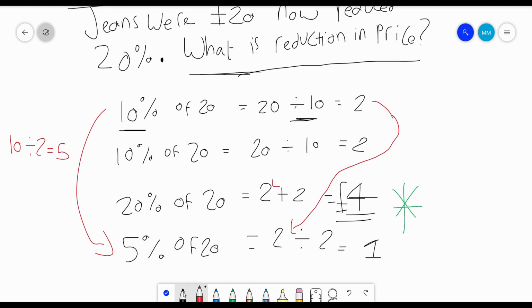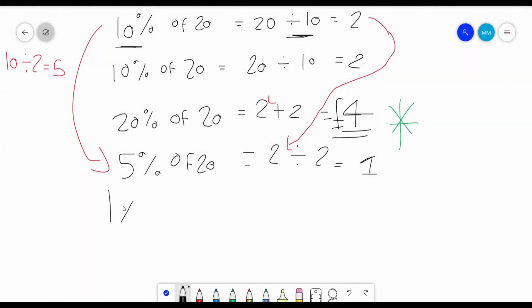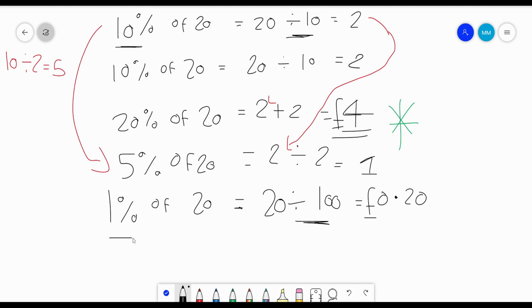And one other point, to find out 1% of something, you can, and this is a rule worth memorizing, you can divide by 100. This is money, so it will be 0.20. That's just another thing I wanted to point out. 1% is the same as dividing by 100. I think I've said enough, so I will leave it at that.